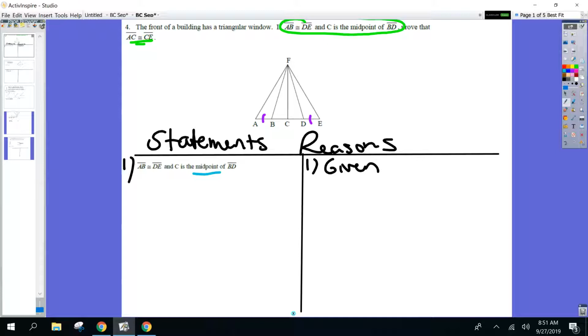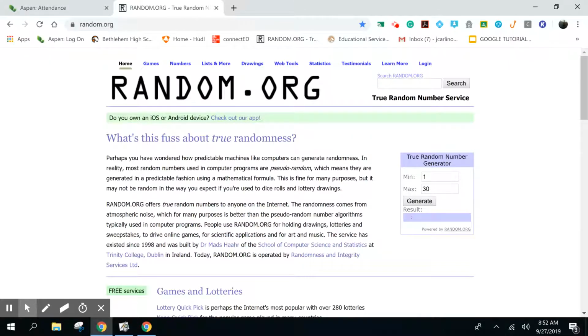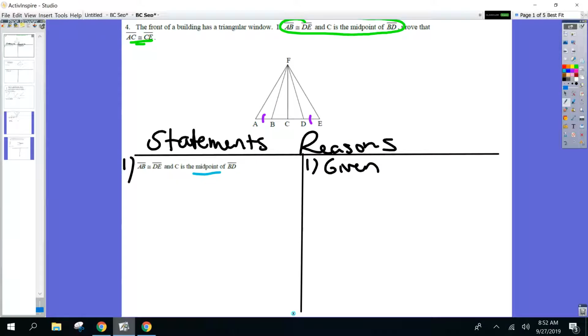What other way could I use that C as the midpoint of BD? What else could I mark on my diagram if I can't use that it's half of something? What else could you mark on your diagram? 21, what else could I mark up here? By definition of a midpoint.